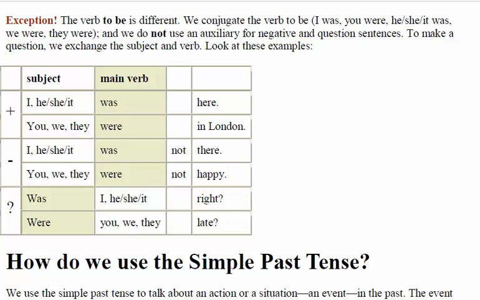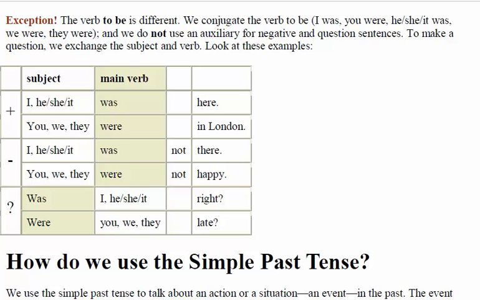So when we use these auxiliaries was and were, then why would we add more, like the did auxiliary verb used in these sentences? So was and were is used as an auxiliary for the negative and question sentences. To make a question, we exchange the subject and verb. Look at this example. I, he, she, it was here. So he, she, it and I are the singulars, so we use the main verb was here. You, we, they were in London. So they are the plurals, and this you is the second person pronoun.